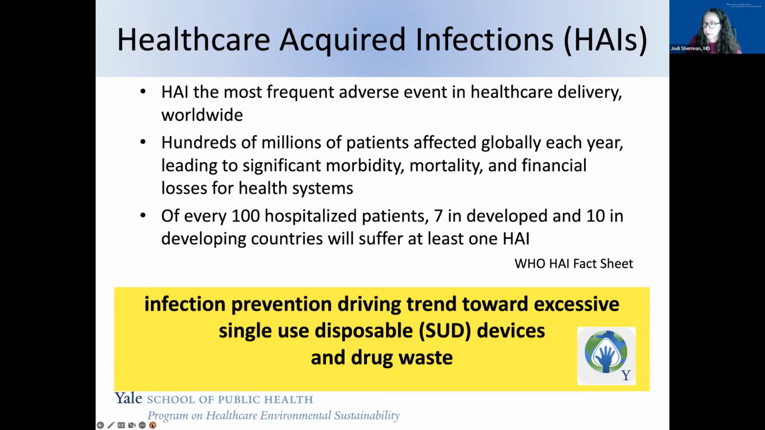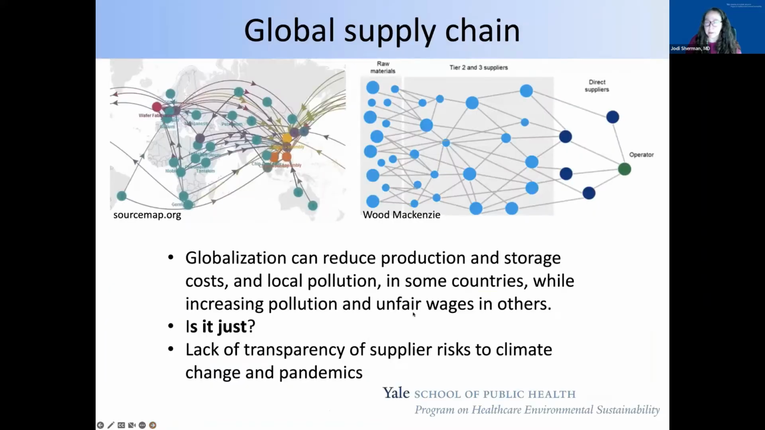But we have to be very careful about what actually is evidence-based. And as we learned, we've got a global supply chain. So going back to, we tend to know maybe our direct suppliers. We probably don't know who their suppliers are, where the raw materials come from. So globalization can reduce production and storage costs and local pollution, but we're actually exporting our pollution.